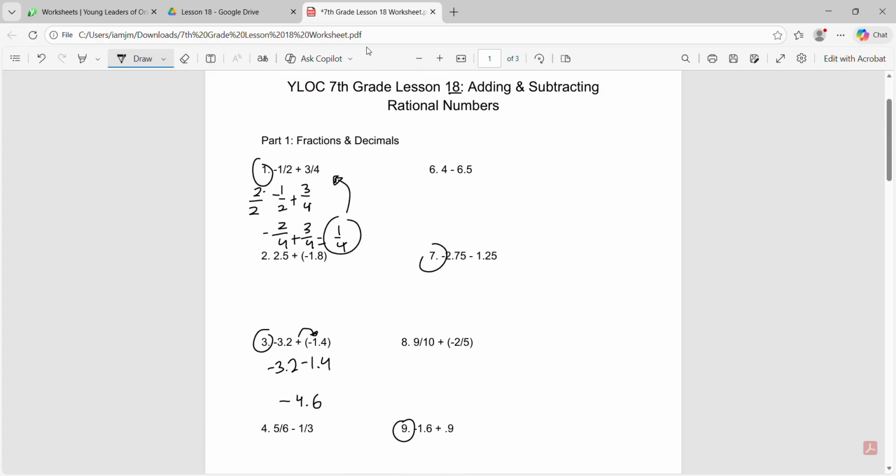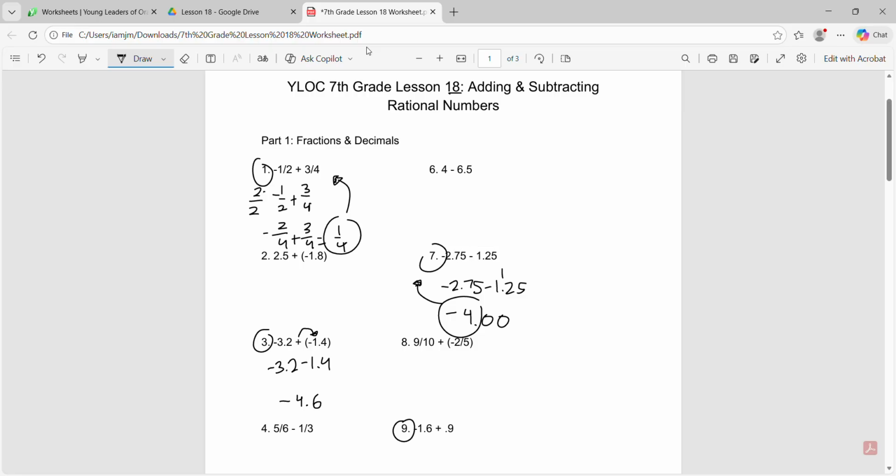Number 7: -2.75 minus 1.25. -2.75 minus 1.25. We get -4.